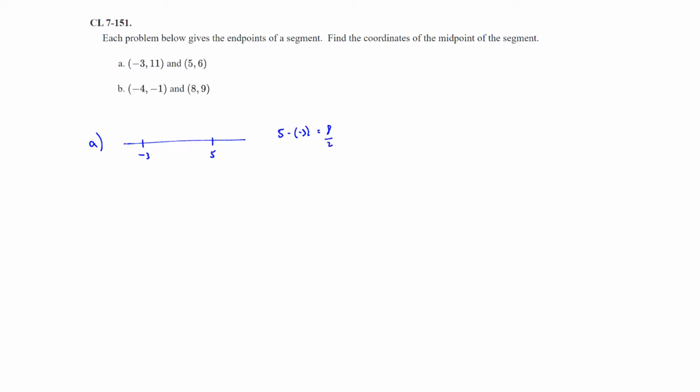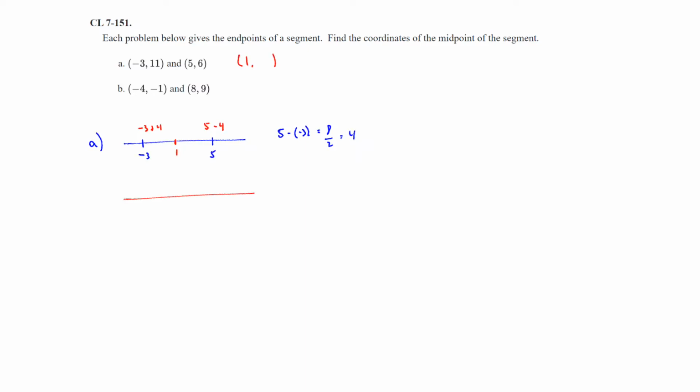So we want the midpoint, which is half that distance. So we want to go 4. So then we can just go 4 units from negative 3. So negative 3 plus 4 would put me at 1. Or you can do 5, because you can go the other direction, 5 minus 4, which will still put you at 1. So the x-coordinate is 1, comma.